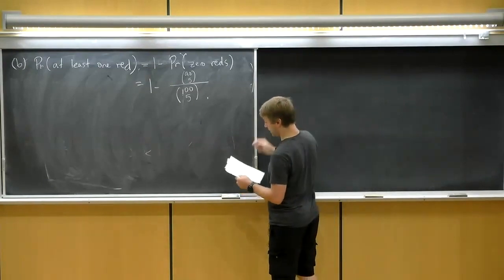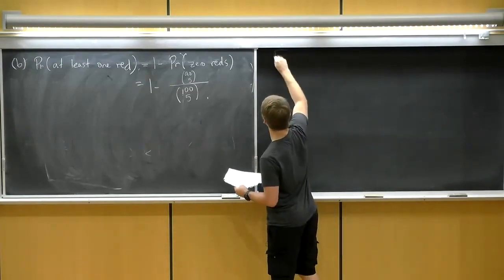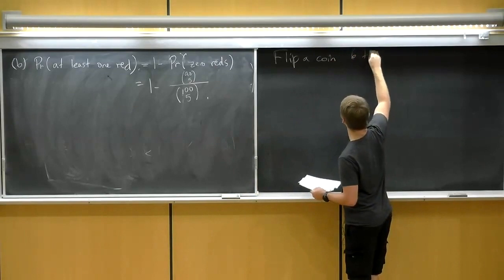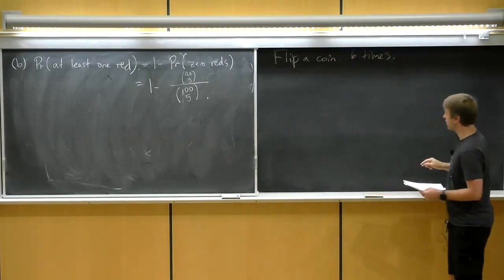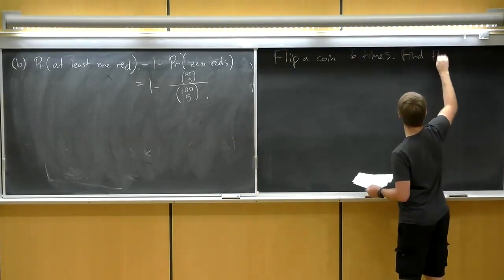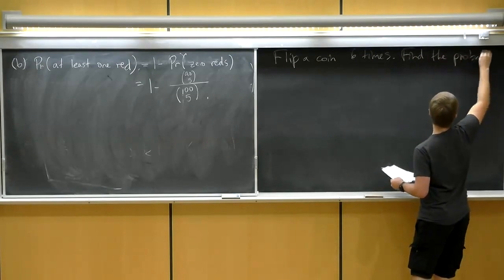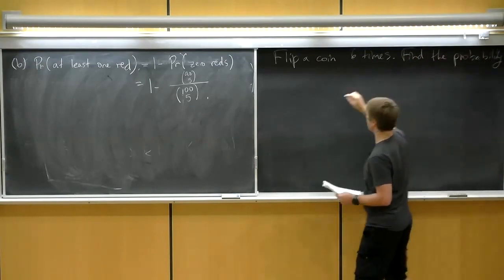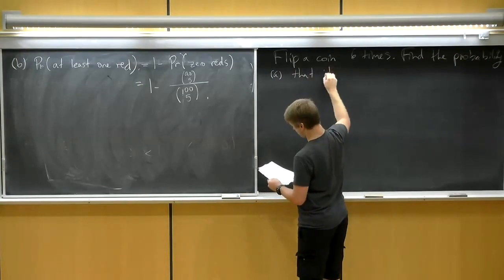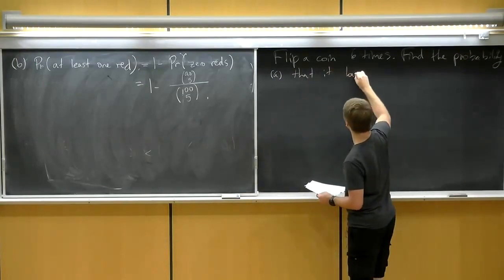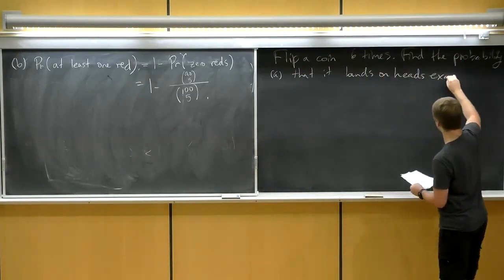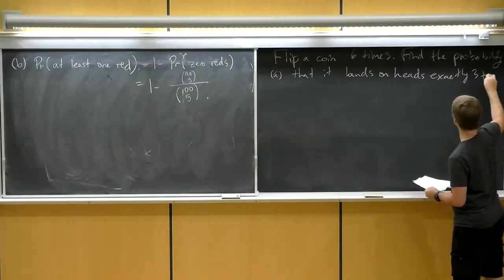So what if I now flip a coin six times? Okay, so find the probability. So let's say for part A, that it lands on heads exactly 3 times.